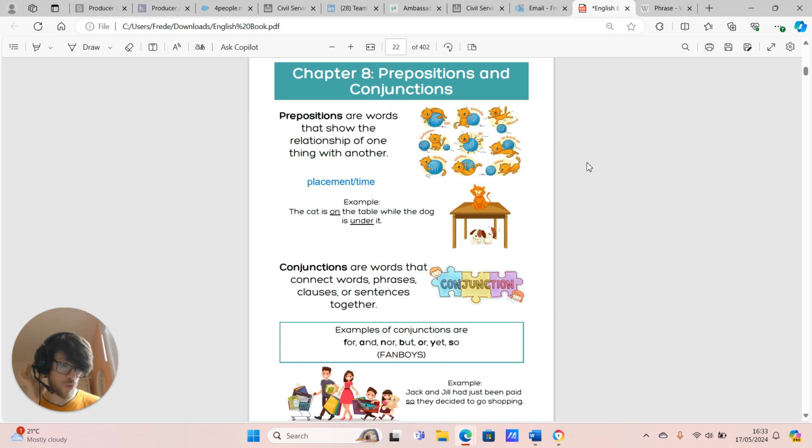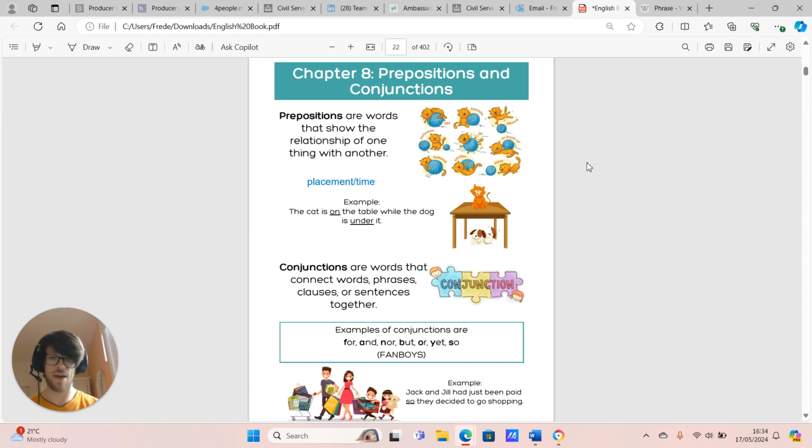Conjunctions are words that connect clauses and phrases together, as it says there. The most popular kind are your coordinating conjunctions, and they are the ones in the box there, your fanboys acronym. For, and, nor, but, or, yet. So they connect things together.